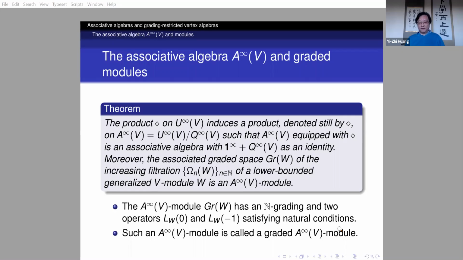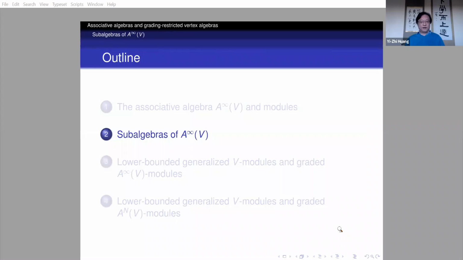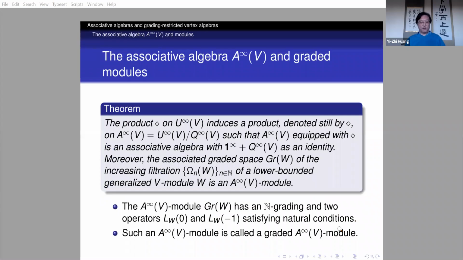Okay, so now I have already finished the discussion of the definition of this algebra, and automatically we obtain graded modules for this associative algebra from a lower bounded generalized V module. Okay, so this finishes the first part.